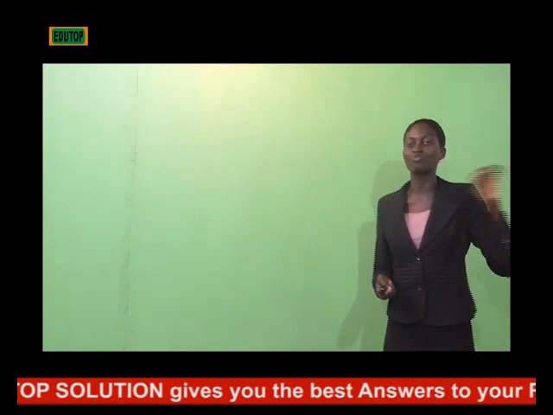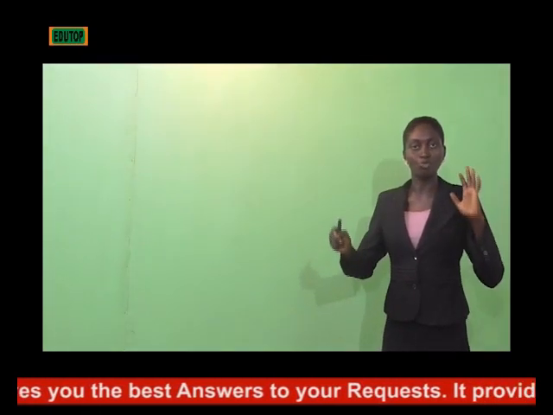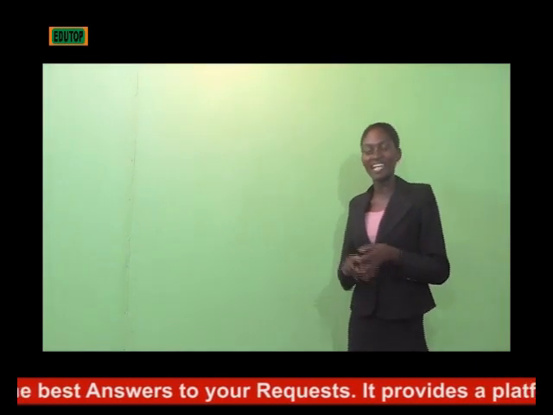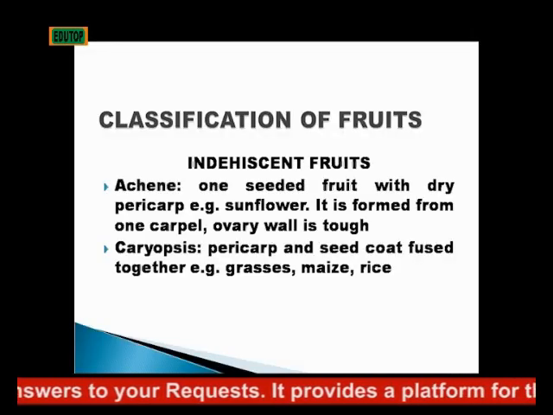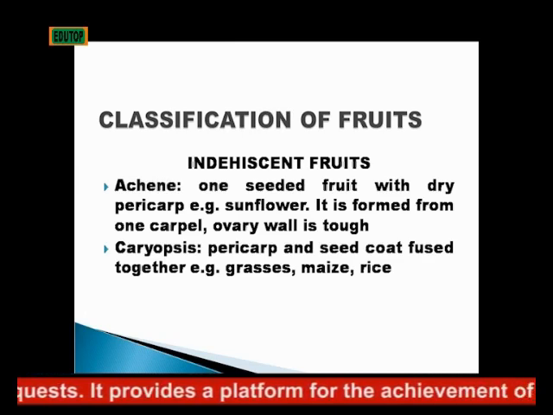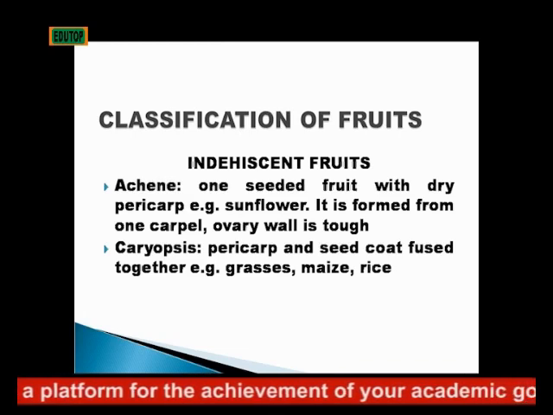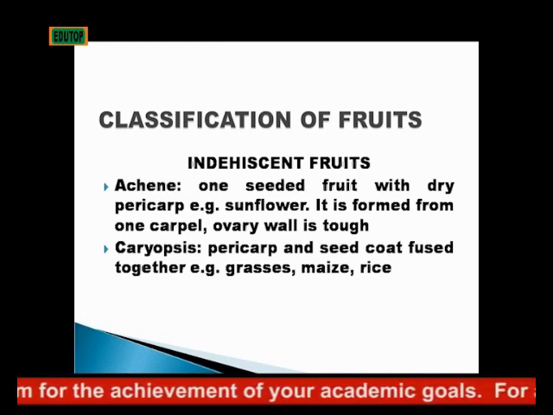Now, indehiscent fruits are fruits that do not open. They do not split open. And we have five groups under that. The first is the achene. Achene is a one-seeded fruit with dry pericarp, that's the ovary wall. It is formed from one carpel and the ovary wall is tough. An example of achene is sunflower.